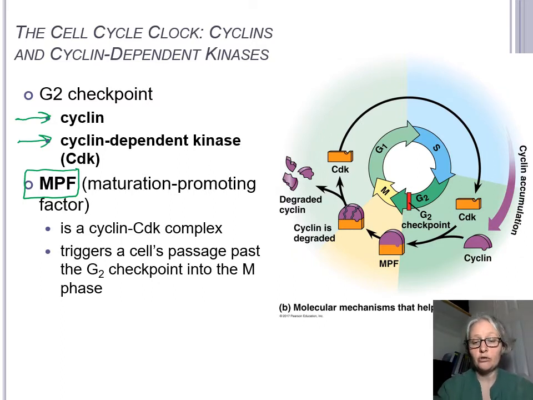Let's look at these molecules on the image and see if this can make better sense. Cyclin is the purple molecule in the picture. Okay, well, it's this molecule. We'll even draw it in the same shape.